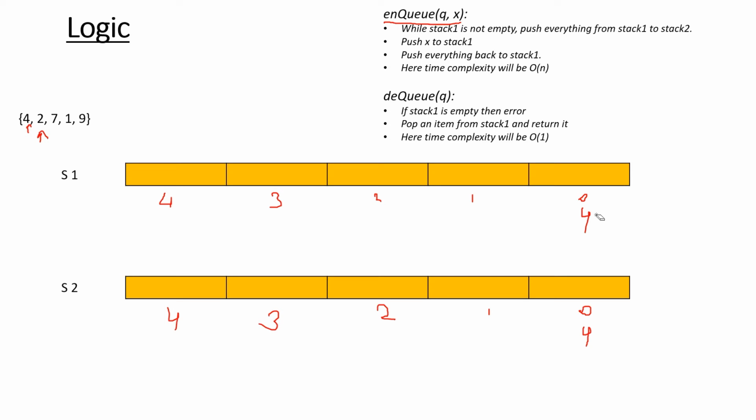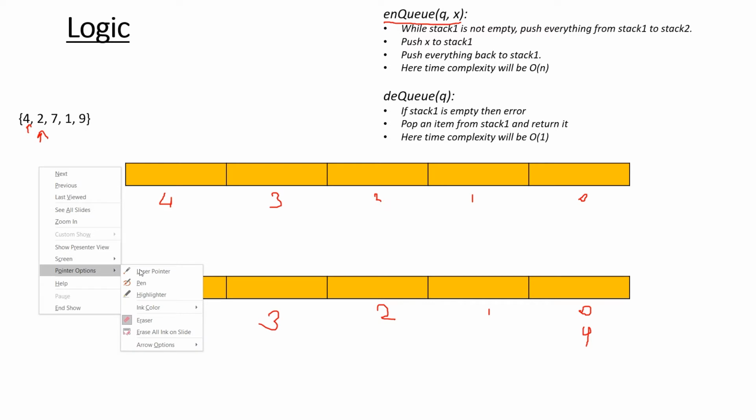So I'm going to remove this. So 4 moved from stack 1 to stack 2. After that, it is saying put this element into the stack 1. So now I have removed that 4. So where will the 2 go and sit? 2 will go and sit at the index 0, right?